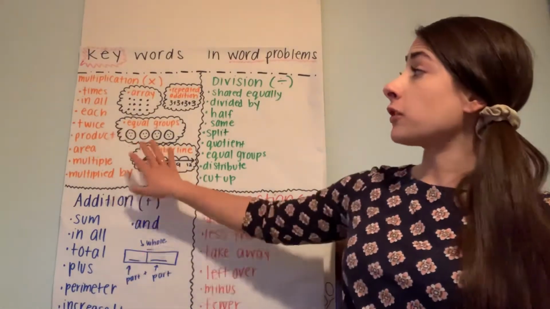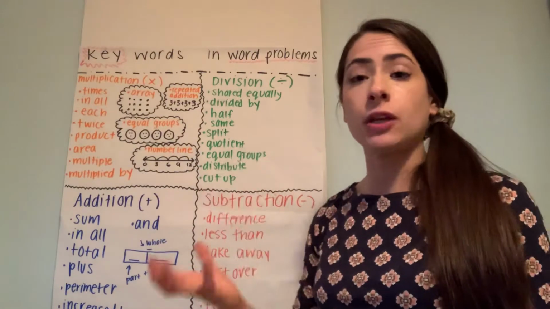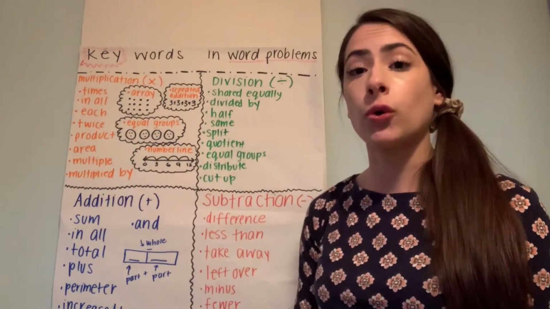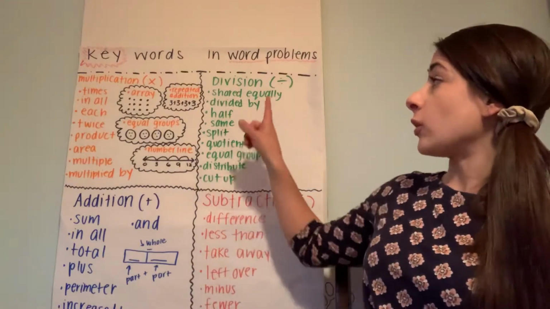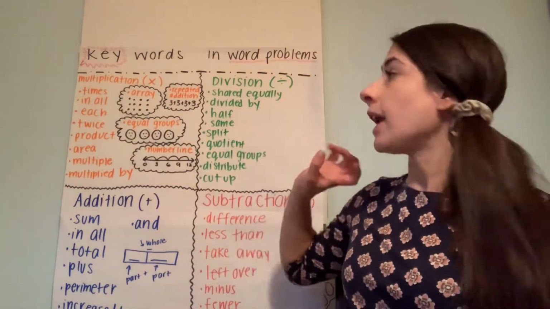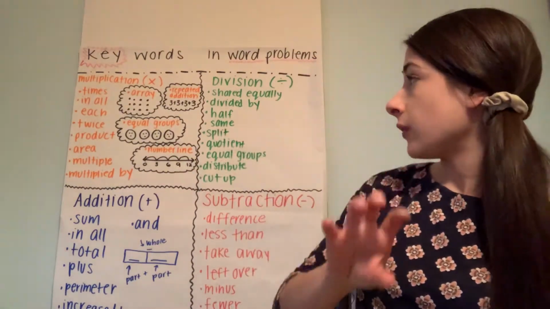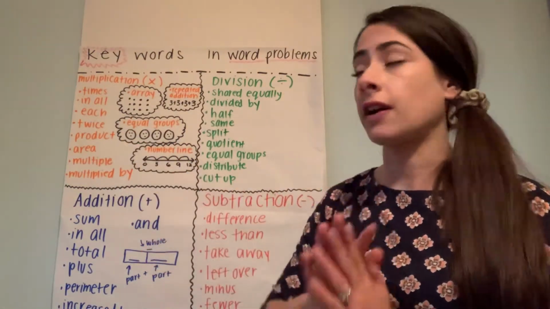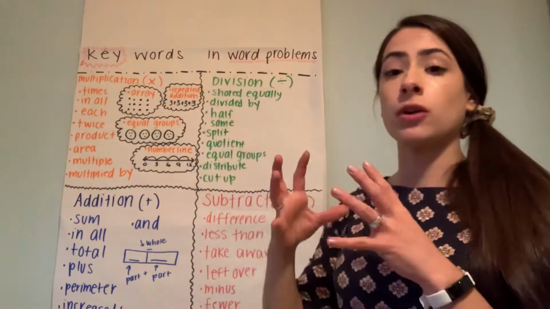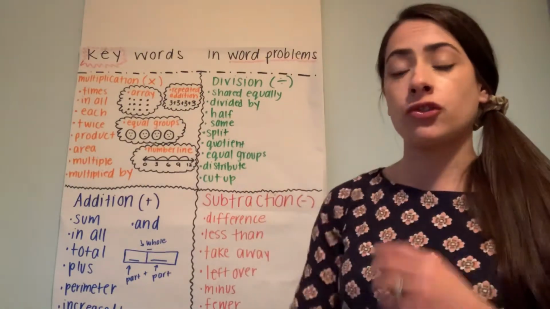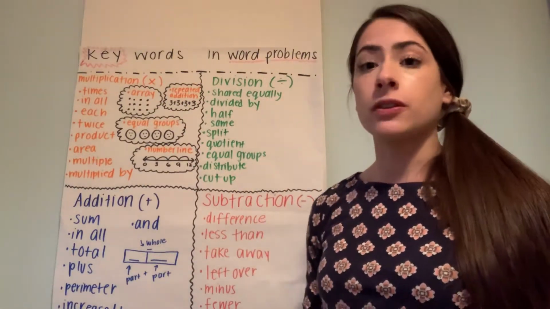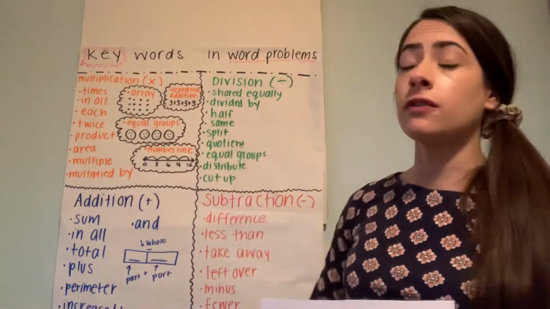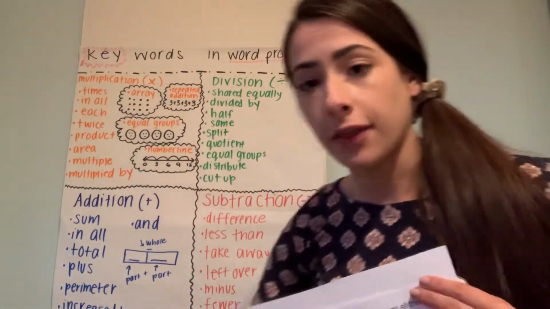So, in multiplication, we know we have equal groups of a certain amount and we put them together to find the total. In division, we start with the total and we share it equally. So multiplication, we start with our groups, put it together to find the total. Division, we start with the total and divide it or share it into equal groups. So I have a couple word problems that are two steps using multiplication and division that we'll work on together.